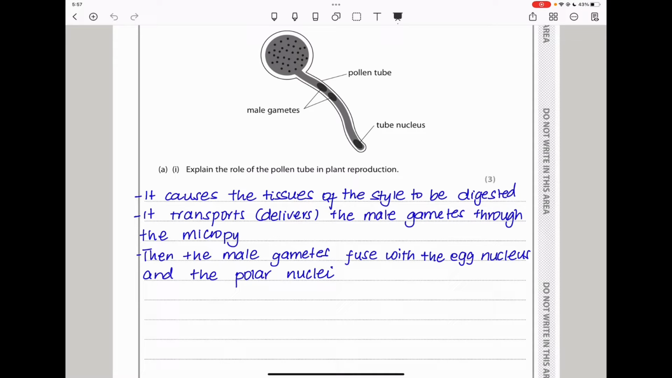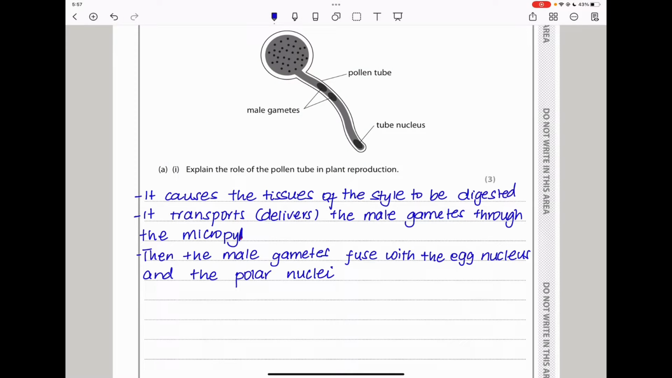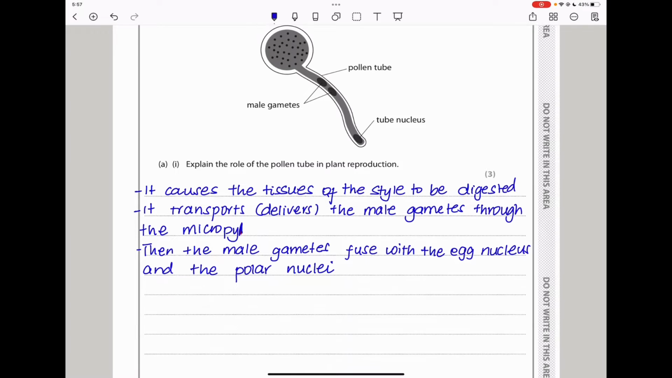When this pollen tube is growing through, it's going to deliver the male gametes through the micropyle. I'll put an L here, micropyle. Let me put blue here, through the micropyle, and that is going to cause the fusion of the male gametes with the egg nucleus as well as the pollen nuclei, forming the final product of this process of reproduction. So let us continue.